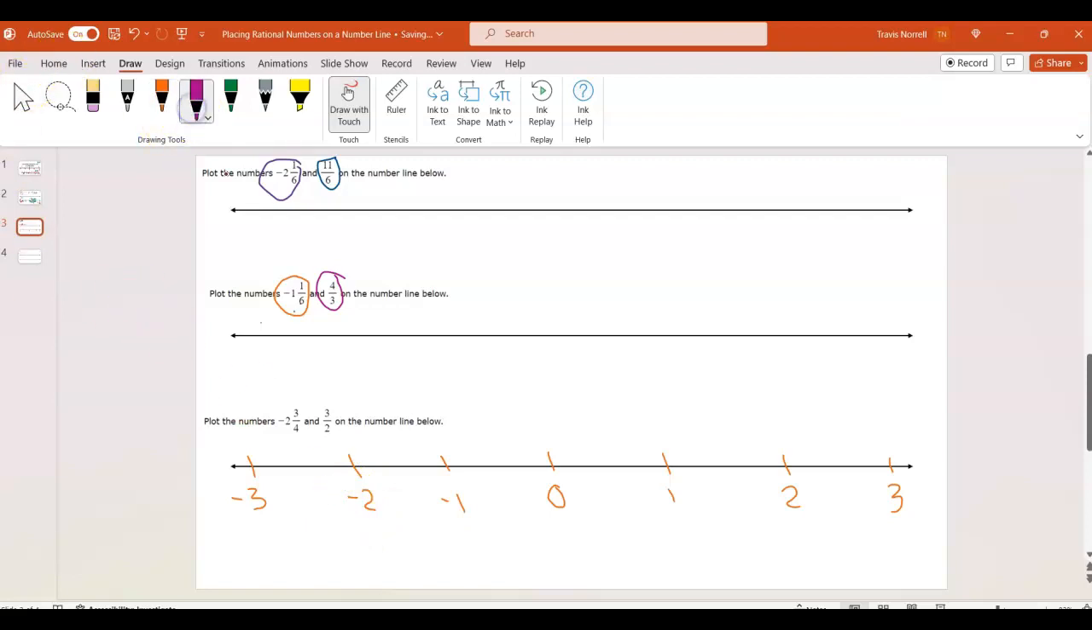Now, once again, notice that your largest denominator here is 4. So I want you to pause this video and see if you can find -2 and 3/4.